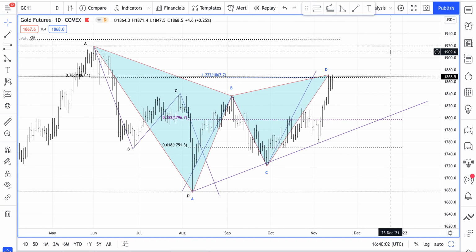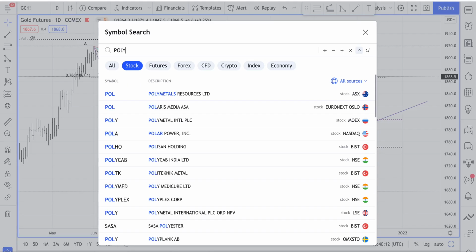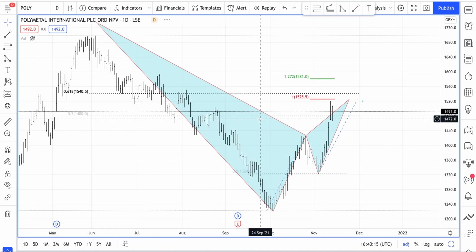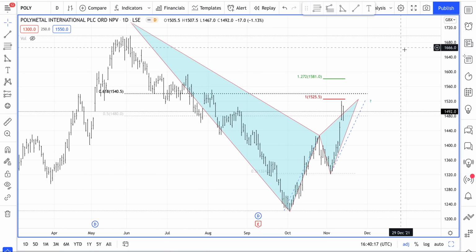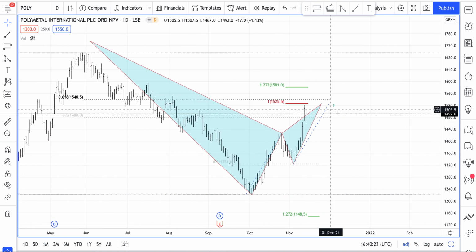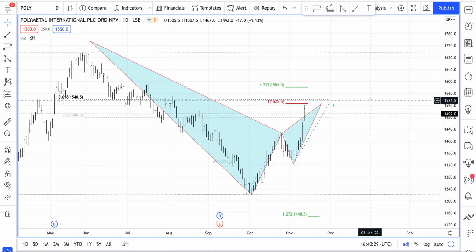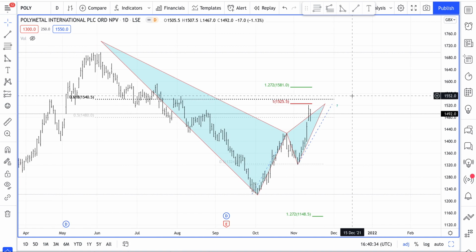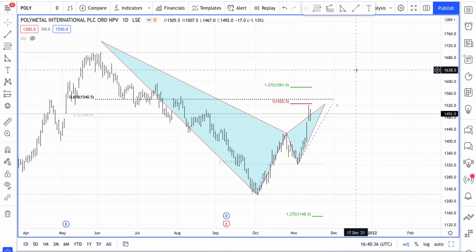So that's about the gold. Let's take a look at some gold stocks. What we can do is look at this Polymetal stock, which is traded on the London Stock Exchange. And what we see is that it's also doing an ABCD structure. In fact, it was very close to it on Thursday, and then the 61.8% retracement is coming at 1540. It's possible the stock will find some resistance around this level, and it needs to clear that.